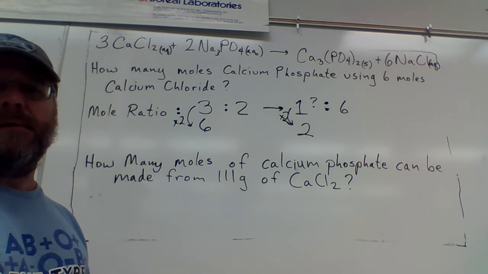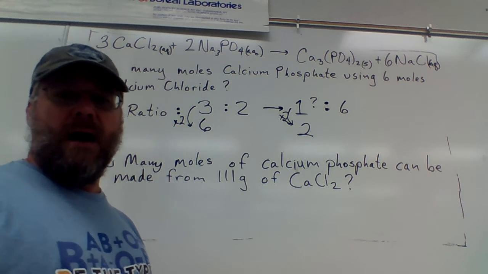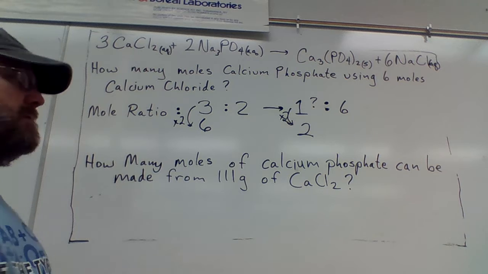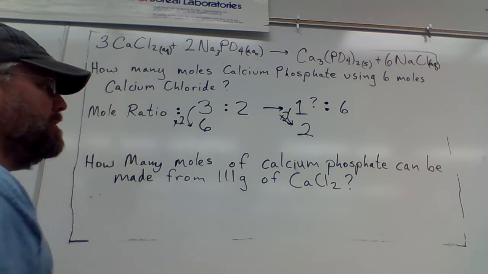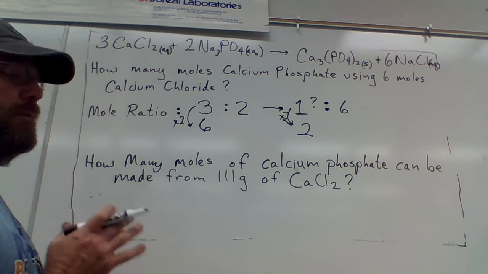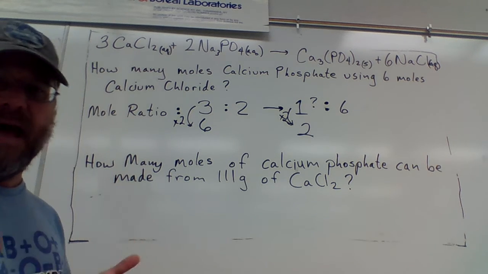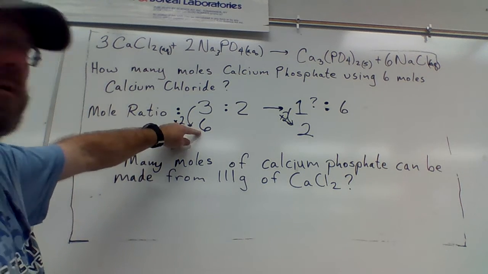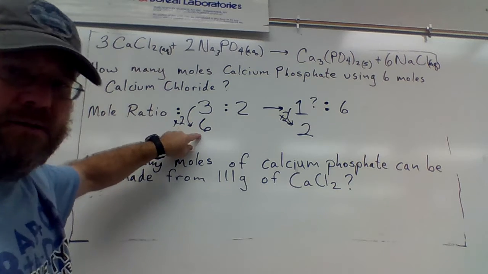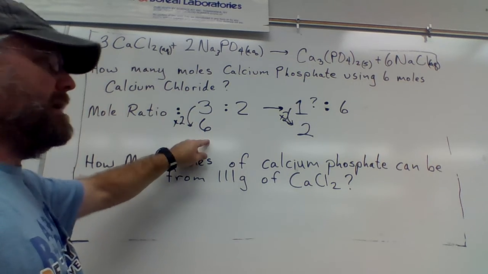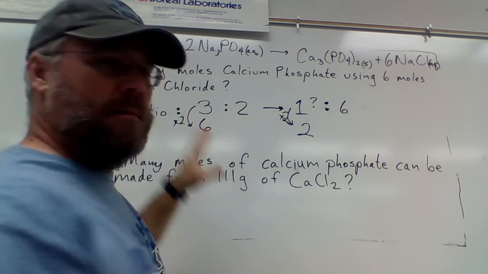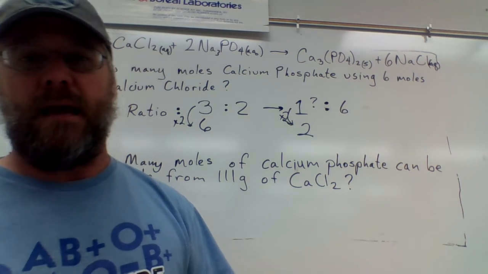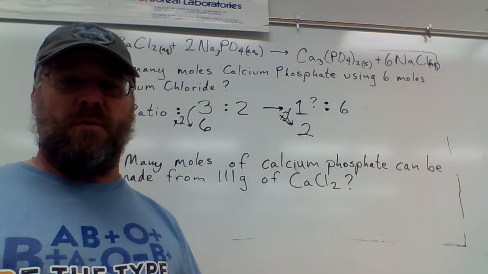Okay. Now, the next question is, how many moles of calcium phosphate can be made from 111 grams of calcium chloride? Well, when we go to the calcium chloride, what we have to think about is how much is that? How much is 111 grams? We cannot use grams. I can't plug in 111 here. I can't go 3 times what gives me 111, and 1 times that same number gives me the answer for calcium phosphate. It does not work because calcium phosphate and calcium chloride don't have the same molar mass.